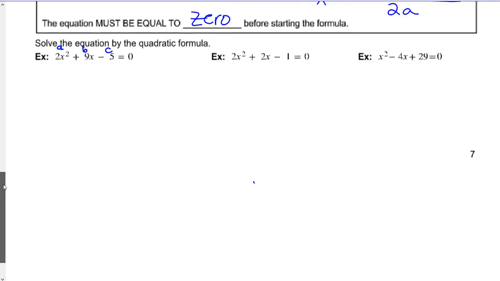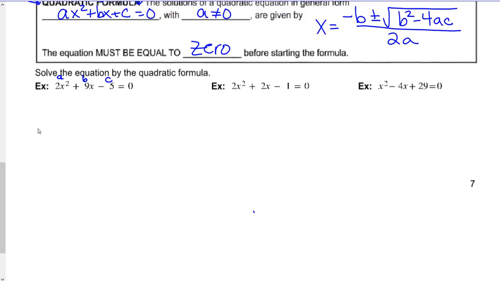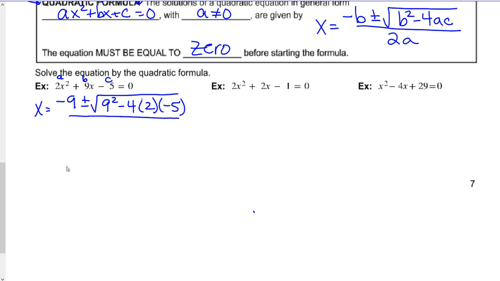So I'm going to scroll up just a little bit so we can see the formula. So we're going to go x equals the opposite of b. Well, it's a plus 9, so let's do a negative 9 for the opposite. Plus or minus the square root of b squared minus 4 times a times c. So I'm just going to write those out. Most of the time I just write those out so that I don't do a multiplication in my head wrong. All over 2 times a, which is 2.